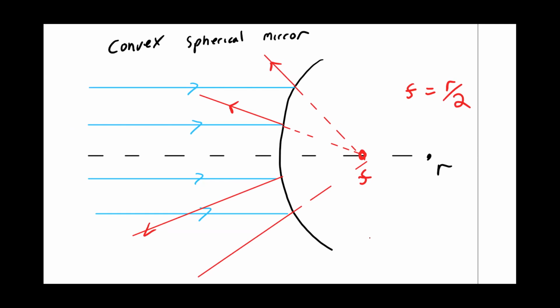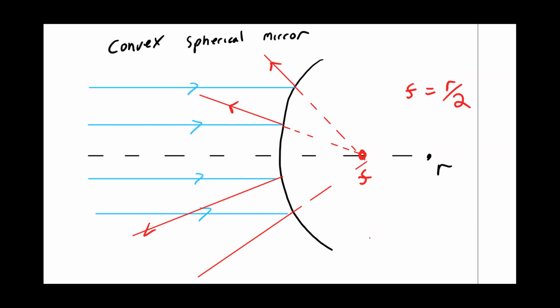Okay, so those are the 3 interesting cases for the concave spherical mirror. But I can also make a convex spherical mirror. This would be the kind of spherical mirror you would put up if you were setting something up to make it easier to back out of a driveway or something like that, and you wanted to be able to see stuff coming from other directions.